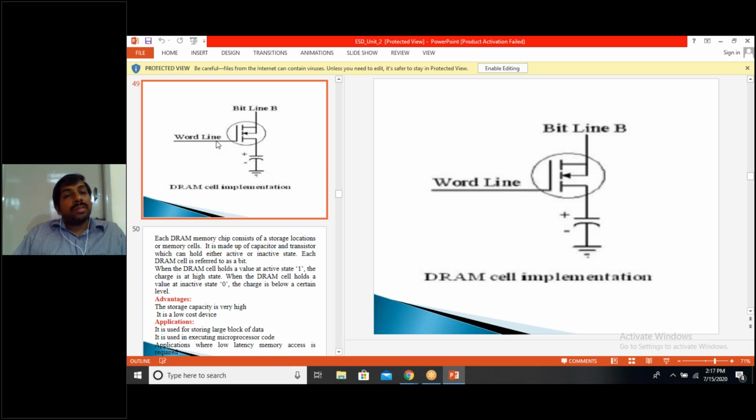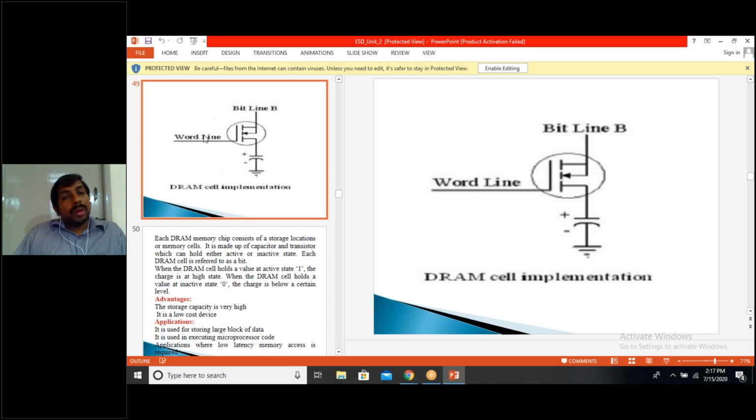If the word line data is logic 1, this bit data is stored on the positive terminal of your capacitor. If the word line is 0, this data will be retained. That is for the write operation.